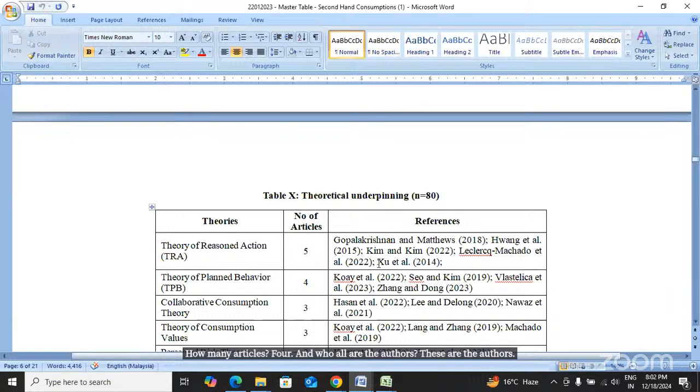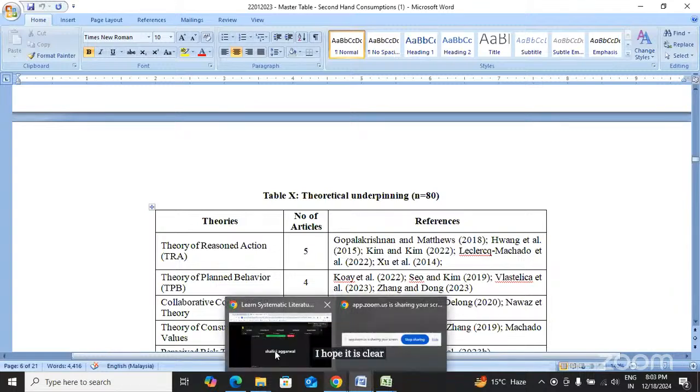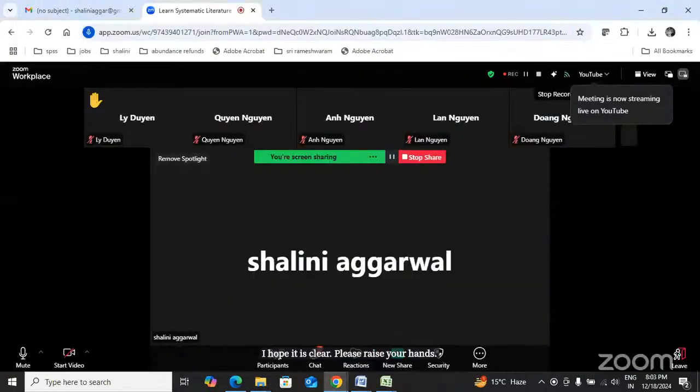So if we are putting the in-text citations, we have to use the references for these in-text citations as well, right? So this is another table that you can put into your paper. I hope it is clear. Please raise your hands. Others also please raise their hands.